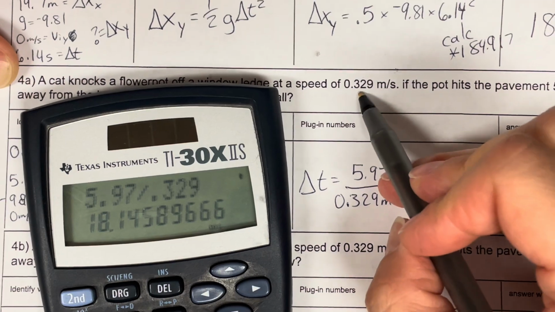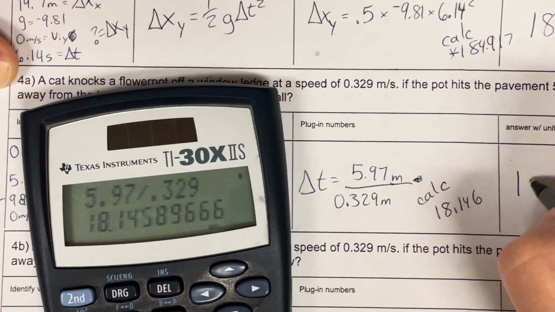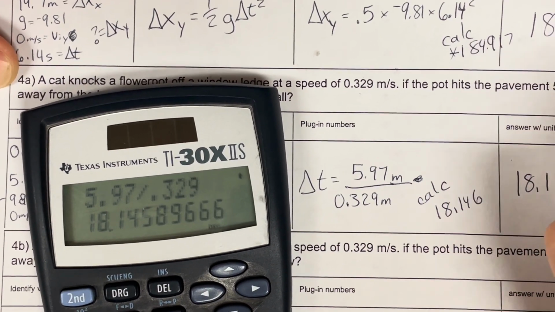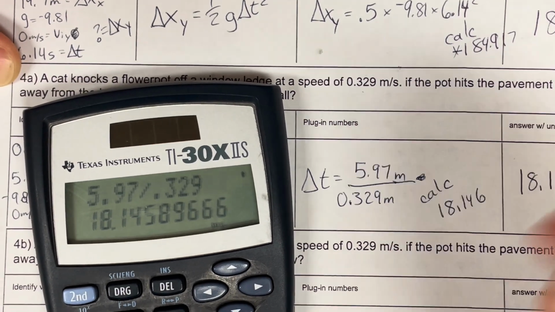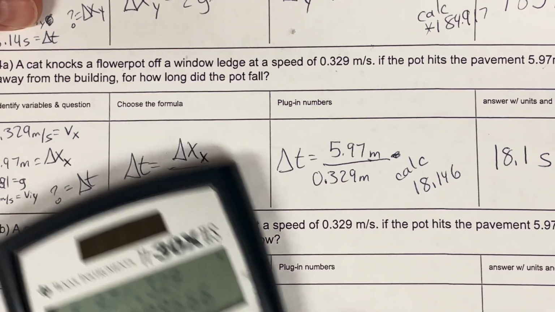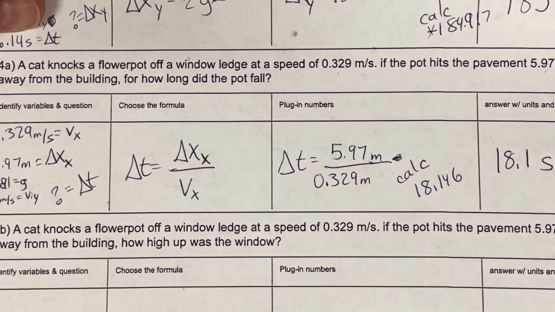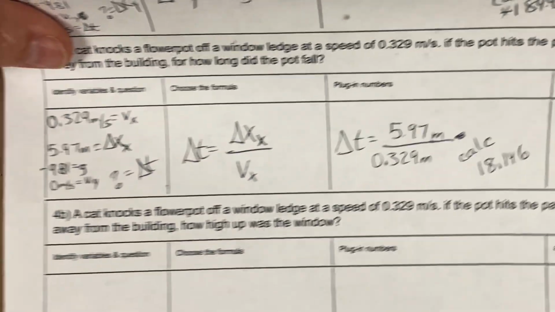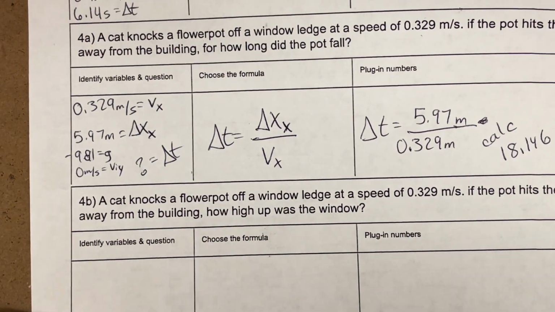We need 3 sig figs. We've got 3 sig figs in our original numbers. So 18.1. Solving for time in seconds. Now, 18.1 seconds is actually a really long time for something to fall. So, fair warning. All right, so we still are working with the same cat knocking the flower pot.